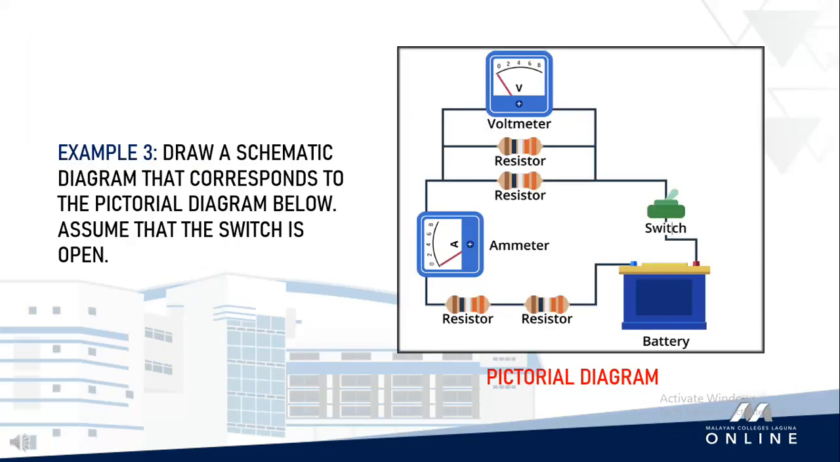For this last example, let us have this pictorial diagram. The switch, as mentioned in the problem, is open. First, we identify the symbols for each. We have a voltmeter, 4 resistors, an ammeter, a switch, and a battery. We can observe in the illustration that these components are connected in series. Let us assign it as connection A. Then, we have a parallel connection between resistors and a voltmeter. Let us have this as connection B.